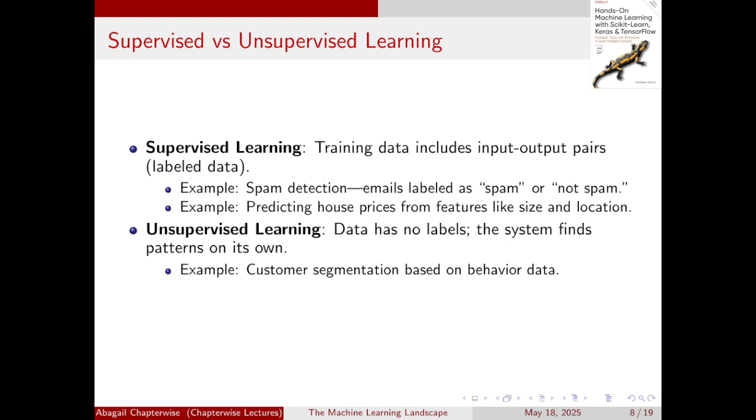Another example is dimensionality reduction, where the goal is to compress high-dimensional data into fewer dimensions while preserving important structure. This can be useful for visualization or improving the performance of other algorithms. Anomaly detection is another key unsupervised task, for instance, detecting fraudulent credit card transactions by identifying purchases that don't match a user's typical spending behavior.